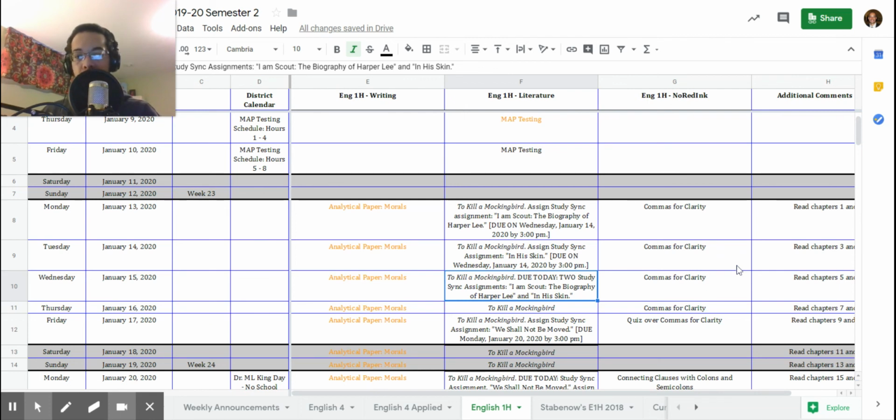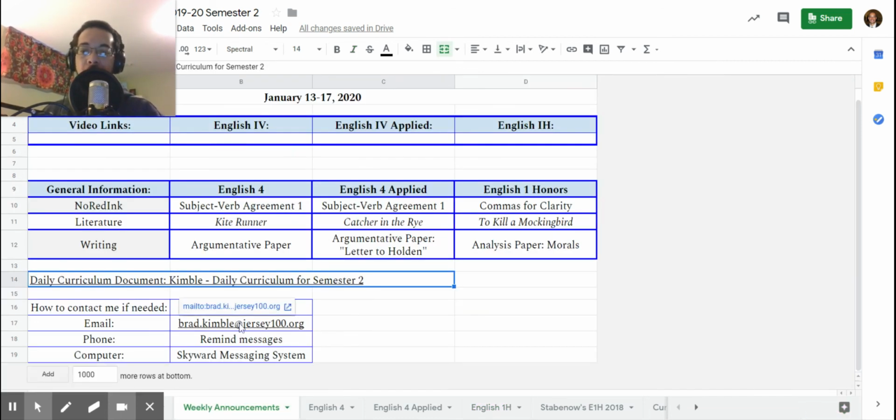And then, of course, they'll check their Skyward or they'll check their Google Classroom to make sure there's nothing posted as far as where they need to submit their assignments. Okay. So parents, hopefully this is a benefit to you so you know what's going on in class. That's the primary reason I'm doing this. If you do need to get a hold of me, you know that you have access to my email. You can contact me through Remind messages. And of course, the Skyward messaging system is always available too.